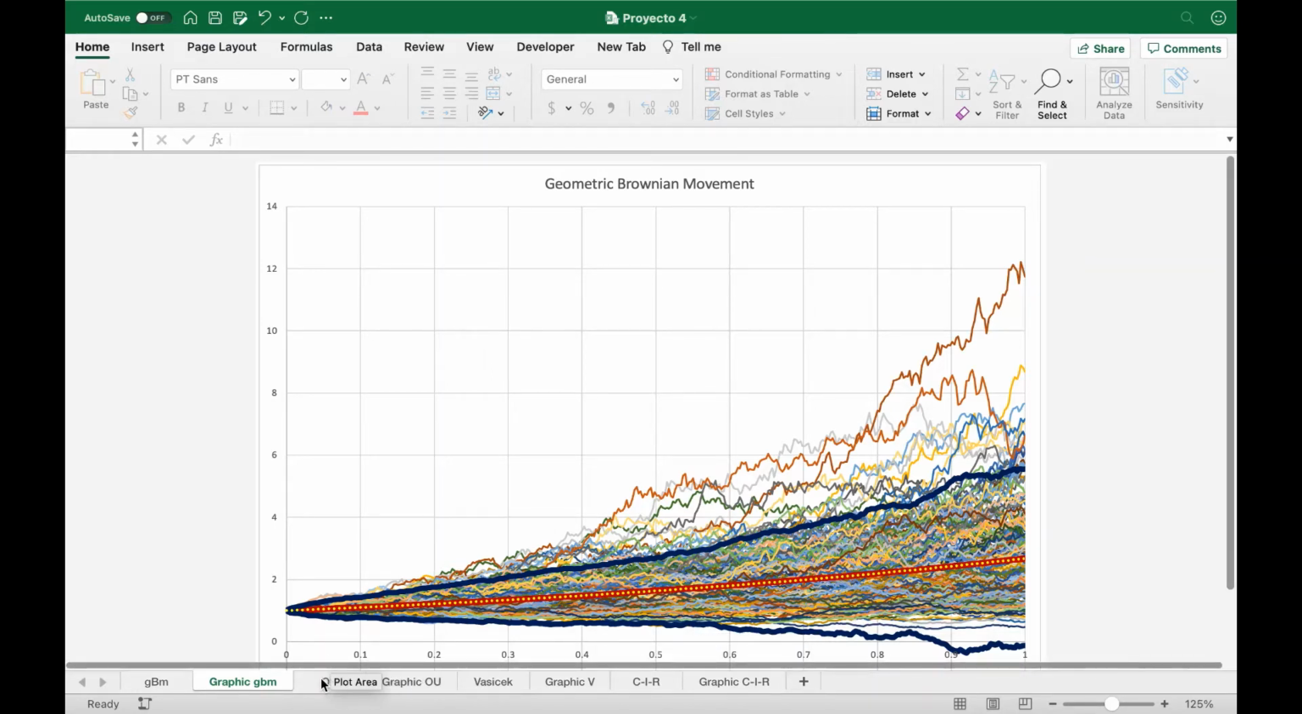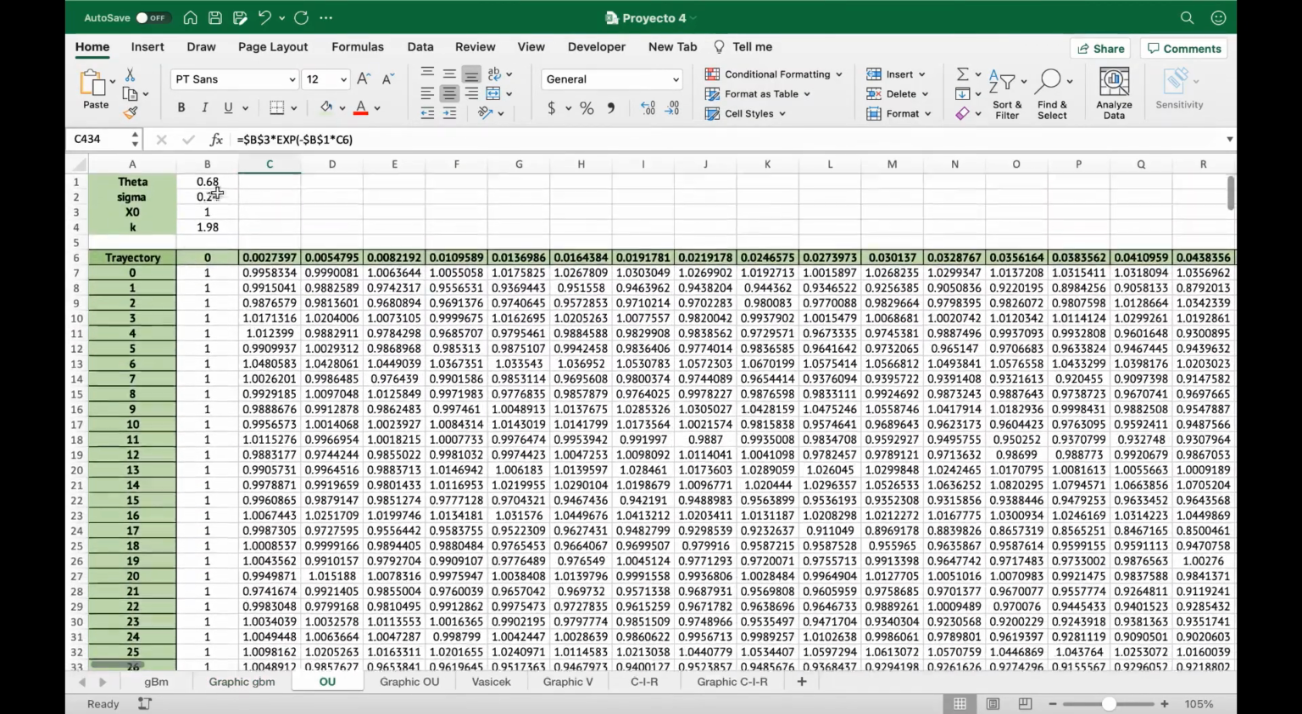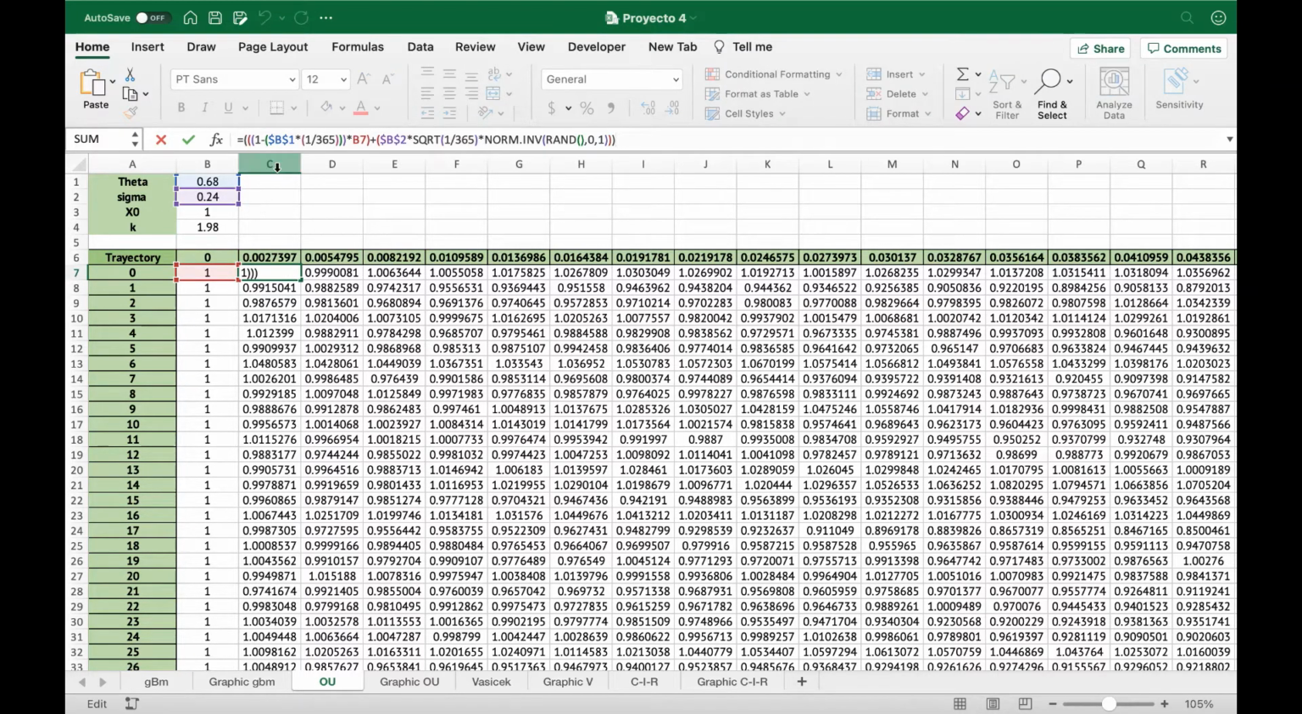Then we made the same for the Ornstein-Uhlenbeck model. And here we have to assign values to theta, sigma, and x0. And the formula is this one, that is 1 minus the value of theta times the stepping time times the previous value, plus the value of sigma times the square root of the stepping time times the error.